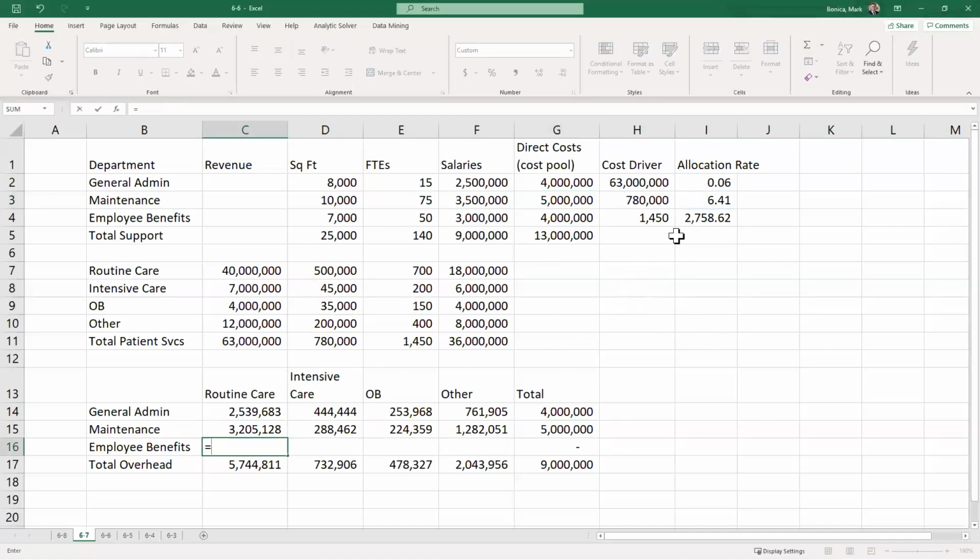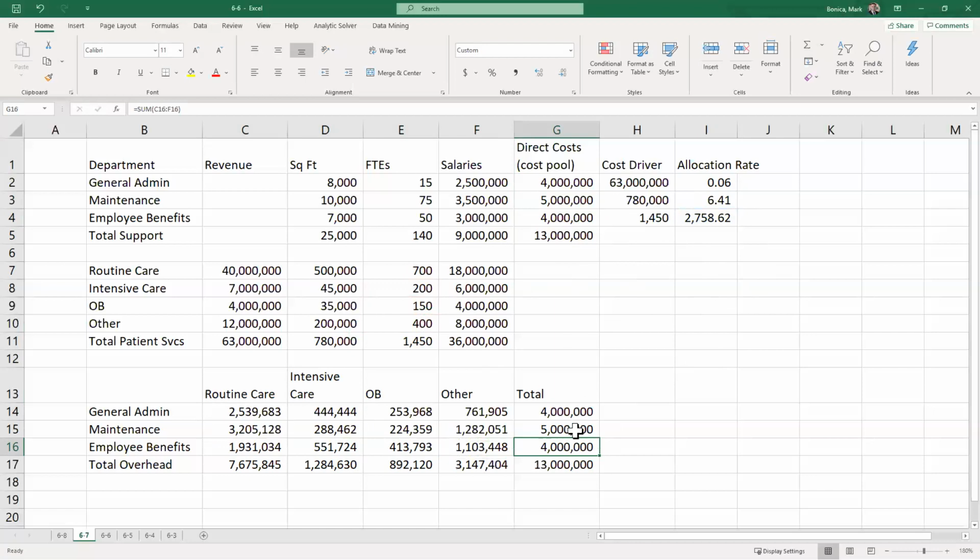And then finally, employee benefits, $27.58 per FTE times 700 FTEs for routine care, $27.58 per employee times 200 employees for intensive care, $27.58 per employee times 150 employees for OB, and then finally, $27.58 per employee times 400 employees for other. And that gets us a grand total of $4 million, which matches the cost pool. The total of our totals is $13 million here and $13 million here. So that all matches up. So that is part B of 6.7.